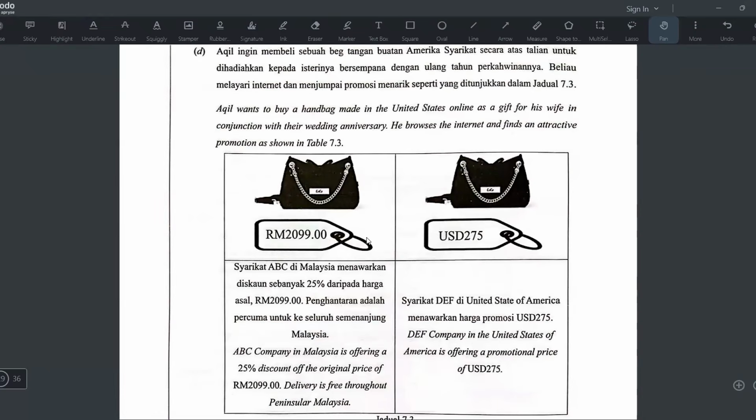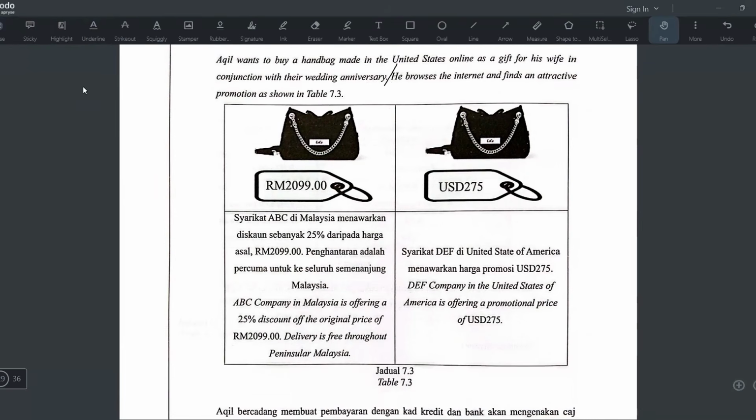Okay, question D. Akil wants to buy a handbag made in the United States online as a gift for his wife in conjunction with their wedding anniversary. He browses the internet and finds an attractive promotion as shown in Table 7.3. So he wants to buy a handbag, and this is what he saw on Shopee or the internet. There is RM2099. This one is USD. ABC company in Malaysia is offering a 25% discount off the original price of 2099. Delivery is free throughout Peninsula Malaysia.